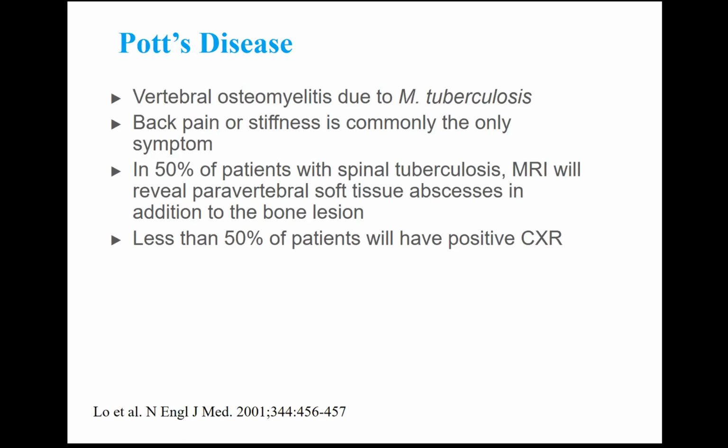No talk on vertebral osteomyelitis is complete without talking about Pott's disease, right, which is caused by, of course, MTB. In 50% of patients, if you actually do an MRI, you'll see paravertebral soft tissue abscesses as well. And only 50% of patients will have a positive chest X-ray, because at this point, usually this means that it's a secondary hematogenous spread of TB, right? And at this point, a lot of people may already have, the lung is not the problem anymore.